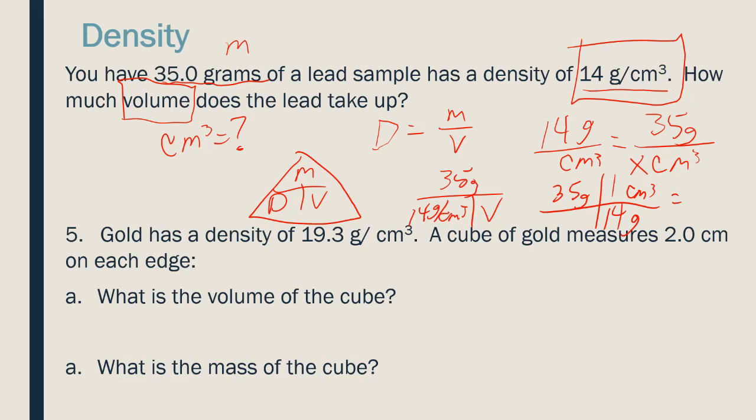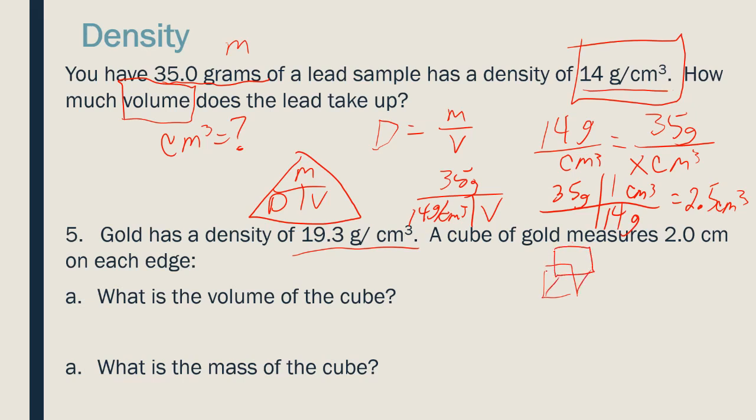It doesn't matter which way you do it, you're going to get the same answer either way, which is 2 point something, which I'm doing on my calculator now. 35 divided by 14 is 2.5. So 2.5 centimeters cubed are your units.